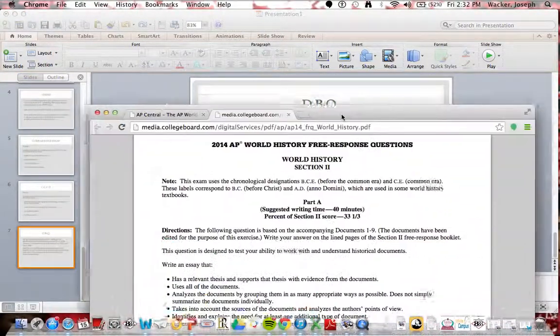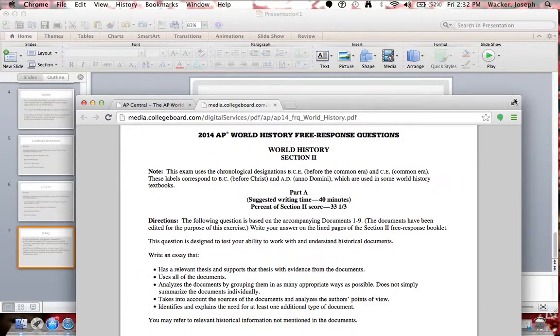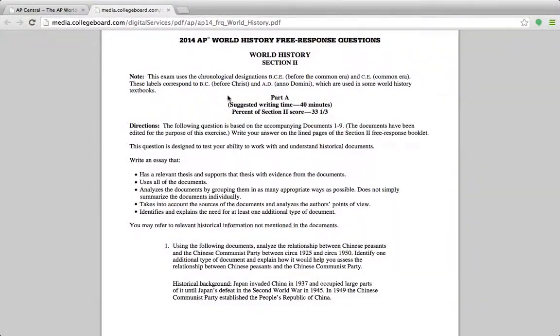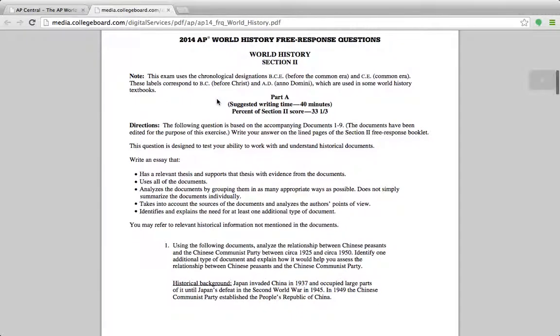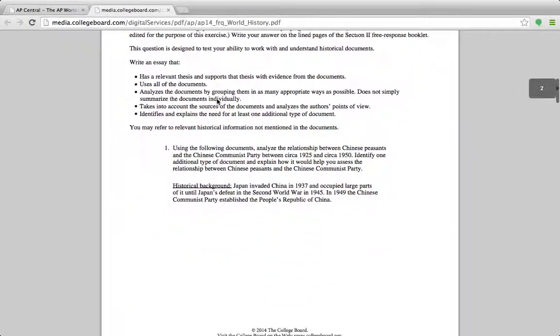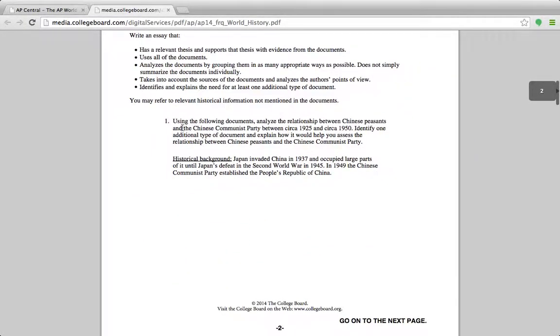This right here is a copy of the 2014 DBQ. So when you get the exam, you'll see something similar to this. We're going to scroll down, and here is the prompt. Might need to pause to read it, but it's the same prompt. Using the following documents, analyze the relationship between Chinese peasants and the Chinese Communist Party between 1925 and 1950. Identify one additional type of document and explain how it would be used to help you assess this relationship. Here is your historical background.